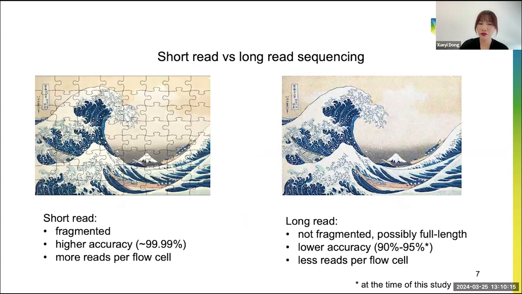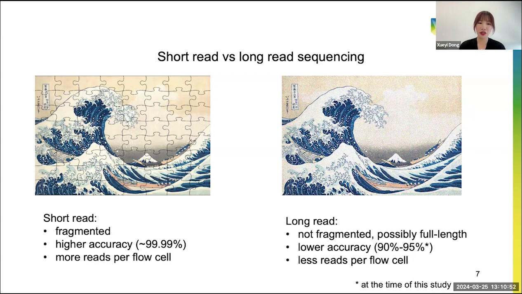When comparing long-read versus short-read sequencing, the advantage of using long reads is that they are not fragmented, so we can possibly get full-length reads that cover the full-length transcripts. So in theory, it can reduce the transcript assignment ambiguity in the analysis. However, there are still some disadvantages of using long reads.